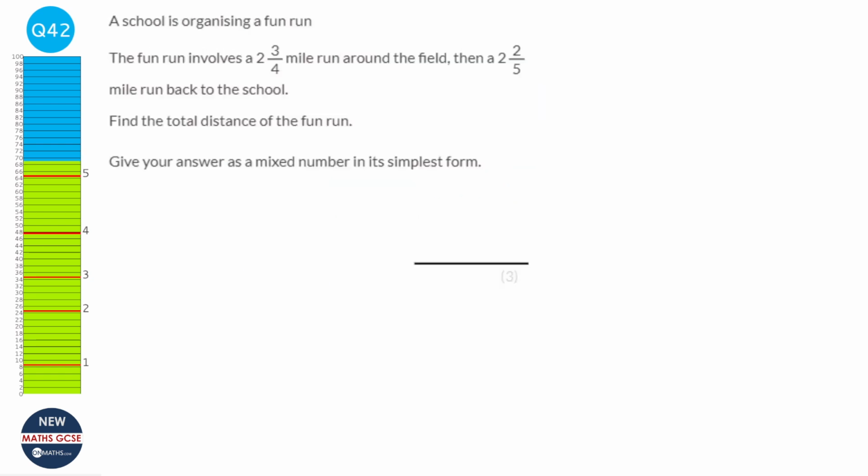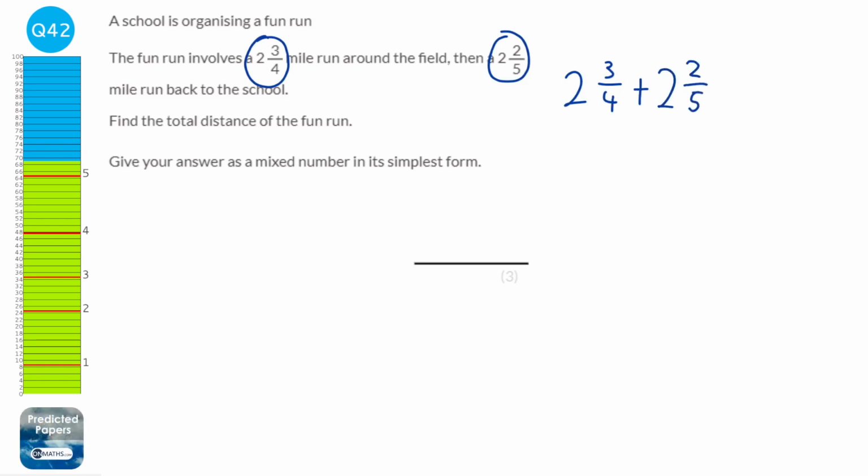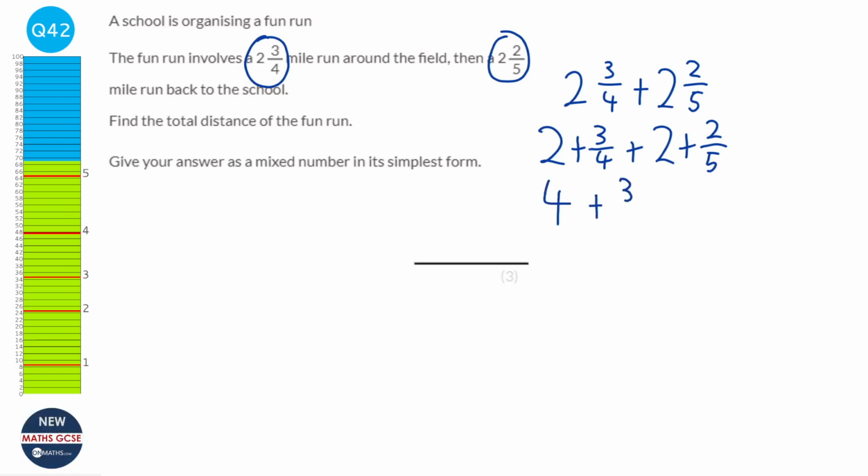So in this question we basically need to add the 2 3/4 and the 2 2/5. So we're going to do 2 3/4 plus 2 2/5. Now, if I just rewrite this, 2 3/4 can be written as 2 plus 3/4, plus 2 plus 2/5. So we can add the two 2's together to make 4, and then all we need to do is add the 3/4 and the 2/5.